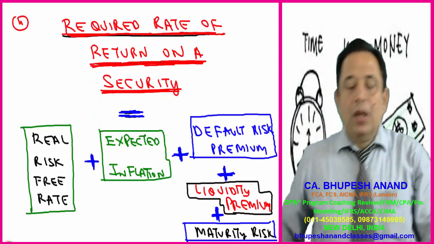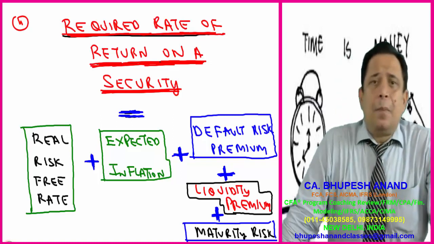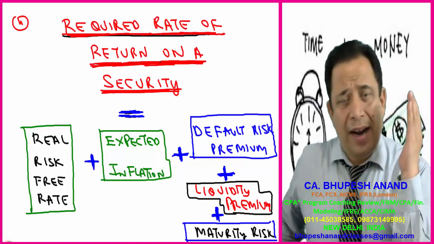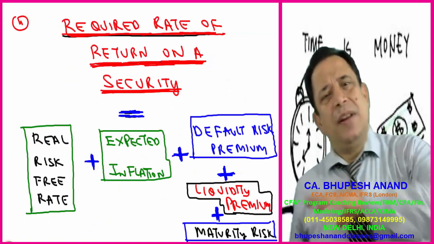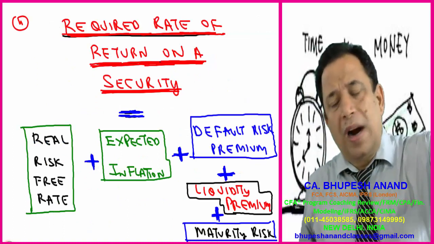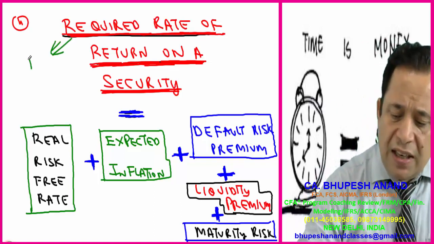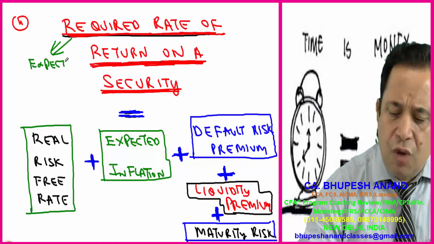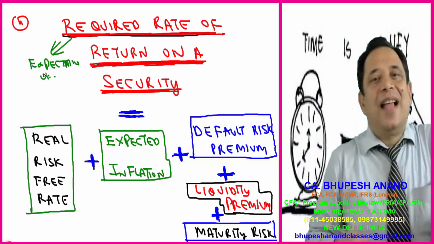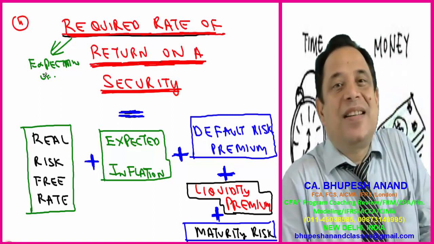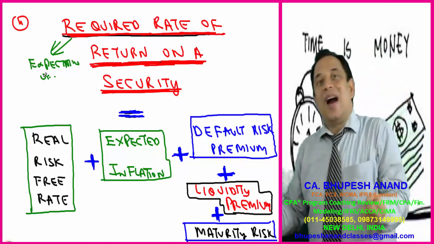So the last point which I want you to write down, even if you are not getting anything, my humble request is just write these 4 points, because after that I will be telling you the case study and I will be explaining all these concepts. What is the required rate of return on a security? It means what are the minimum expectations of the investor? He wants to be compensated with at least this much rate of return, and that is named the required rate of return.